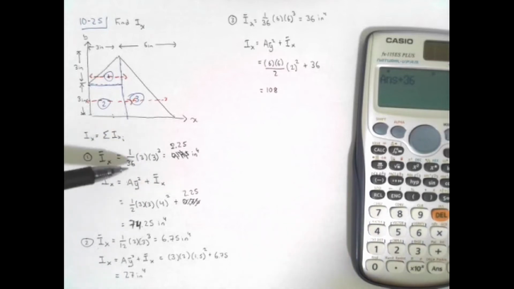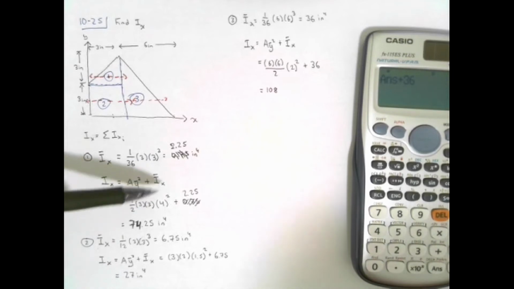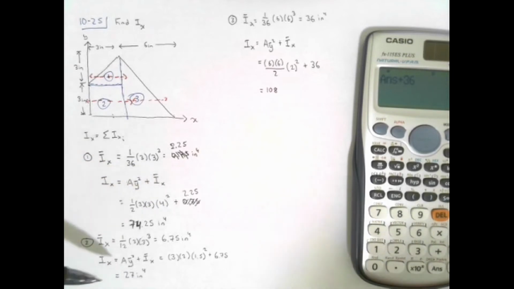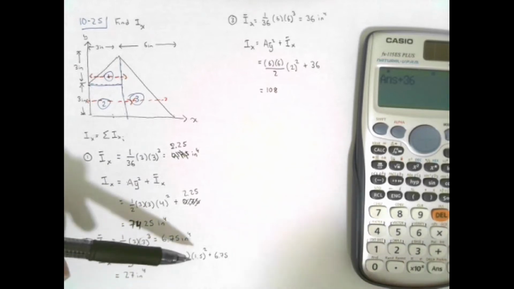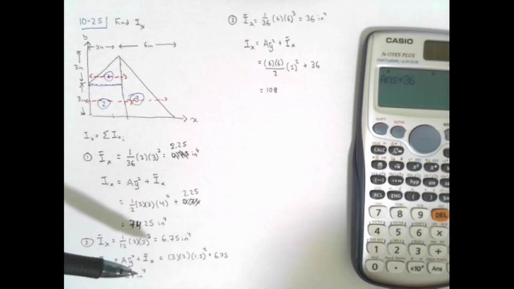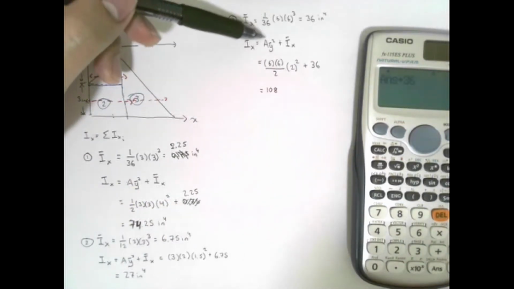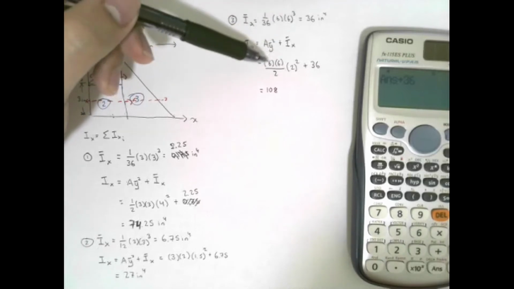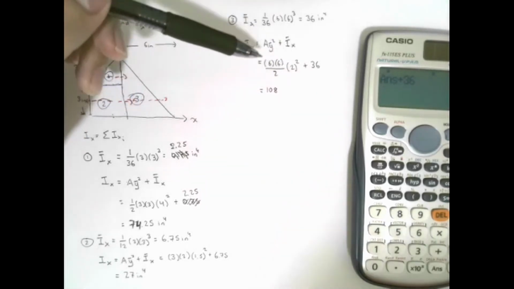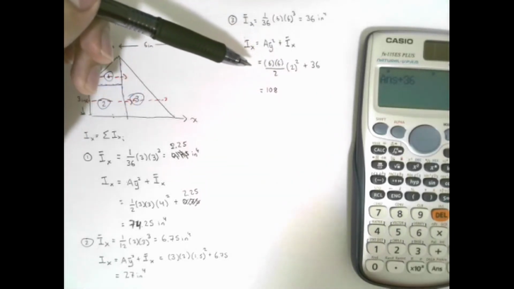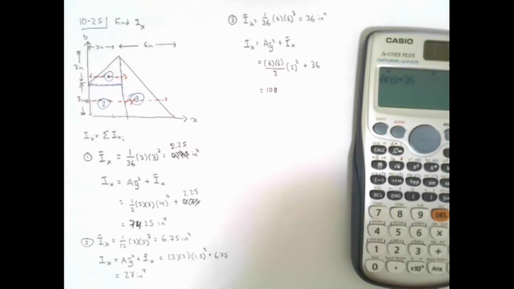We get 1/36 base times height cubed. That's correct. 1/2 base times height times the distance to the centroid squared. For the rectangle, we get 1/12 base times height cubed. We get base times height times the distance to the centroid squared. That's correct. And then for here, we get 1/36 base times height cubed. And here we have area, which is base times height over 2 times the distance to the centroid squared. Good. It looks like we have what we need.